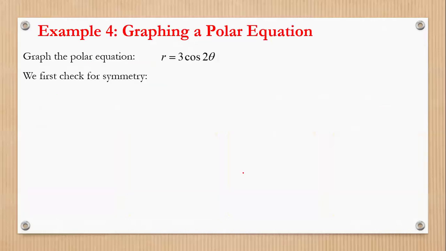Let's look at an example. We want to graph this equation, r equals 3 cosine of 2 theta. So since the equation is in the form of a cosine of n theta, I know before graphing that it should be a rose curve. How many petals do we have in this rose curve? Since I have 2 theta here and 2 is an even number, I expect to have 4 petals. And the length of each petal is maximum 3. So I expect to have 4 petals for this equation.